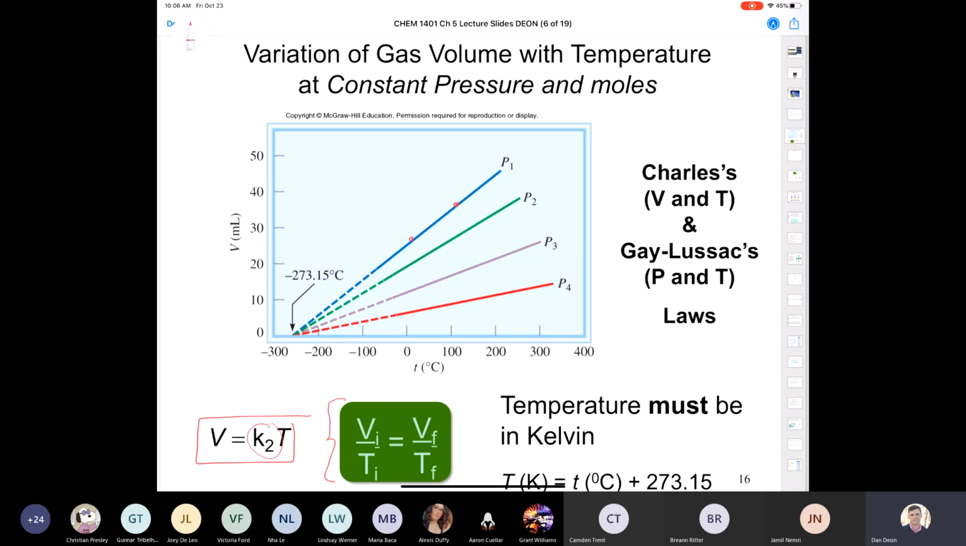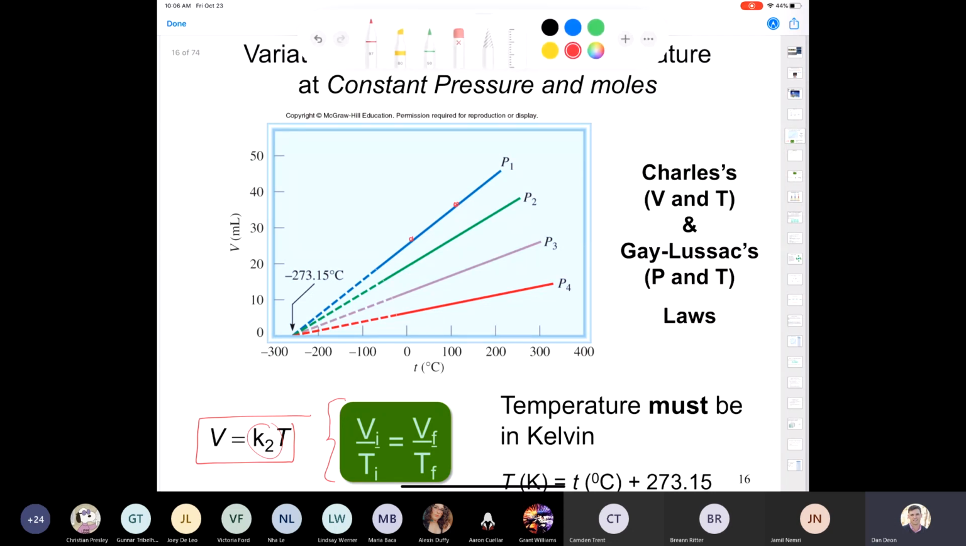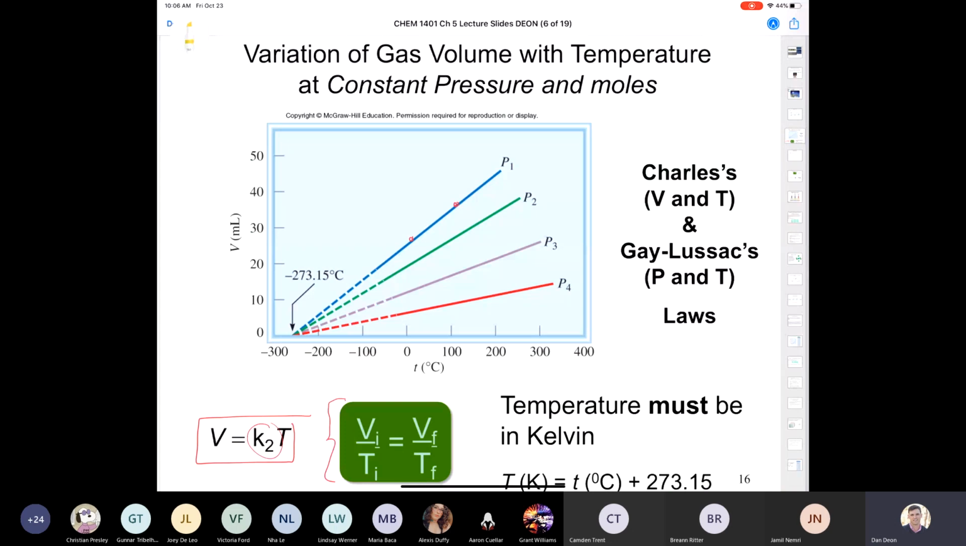But when you want to use this formula, and both the formulas, the way they're written here, the temperature has to be, and I don't like to talk too loudly, I know a lot of people think I have a loud voice, but the temperature has to be in Kelvin.